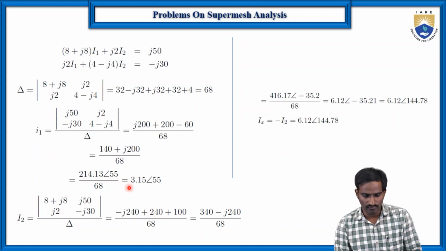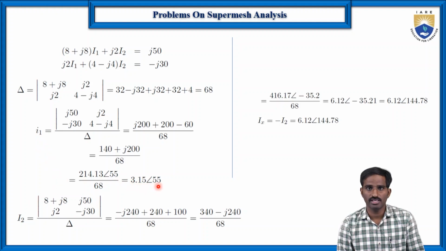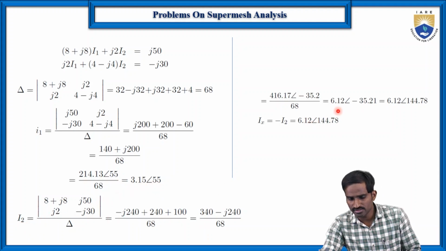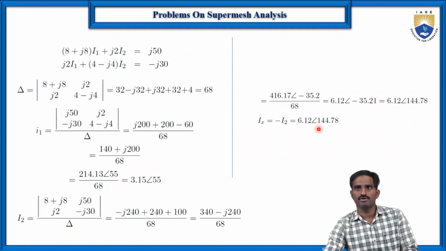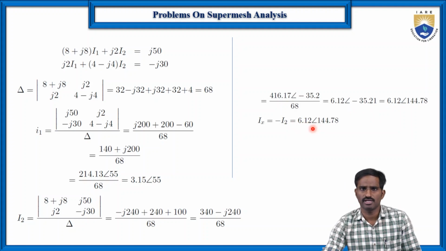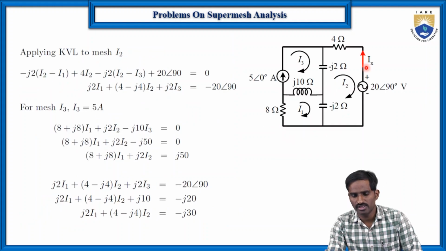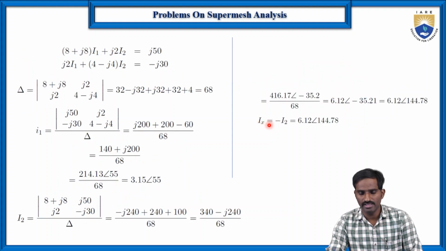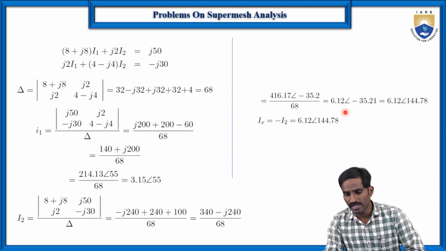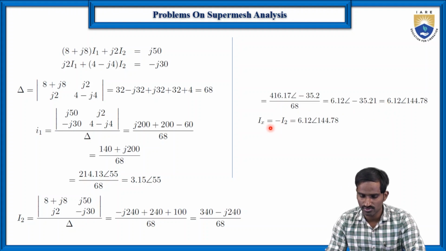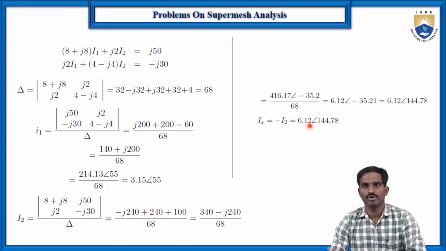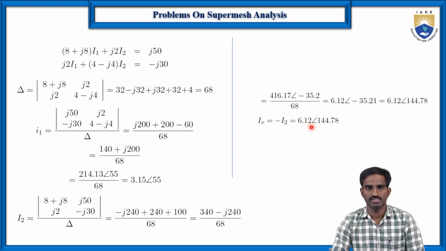So here the value of I1 is equal to 3.15 at an angle of 55 degrees, and I2 is 6.12 at an angle of 144.78 degrees, right? Here we need to find the value of Ix. Ix is opposite to I2, so that's why Ix is equal to minus I2. So already the I2 value that you are getting here is this one. So minus I2 is equal to 6.11 at an angle of 144.78 degrees. So this is how we can apply the mesh analysis.